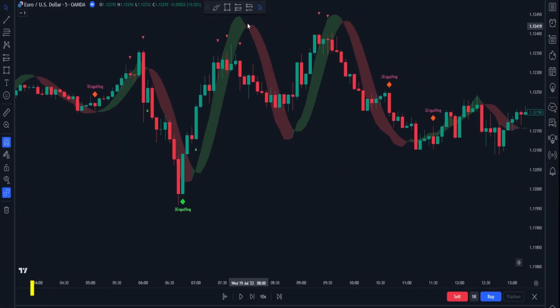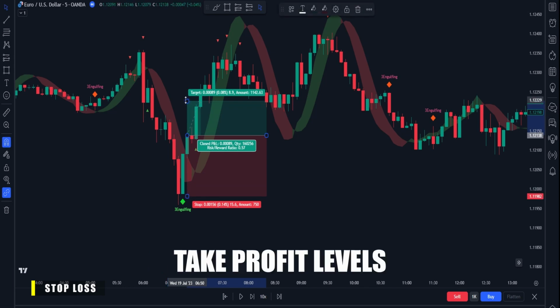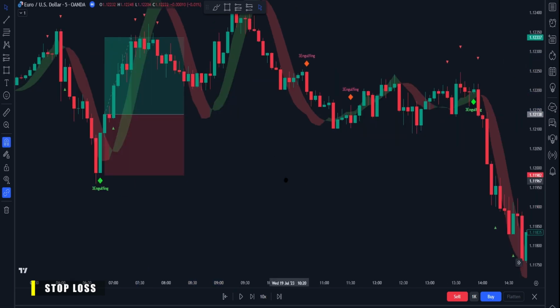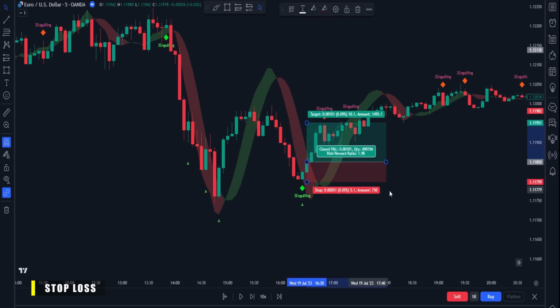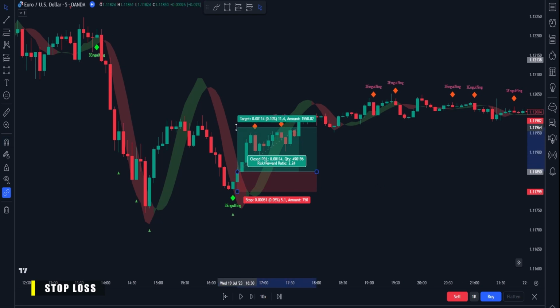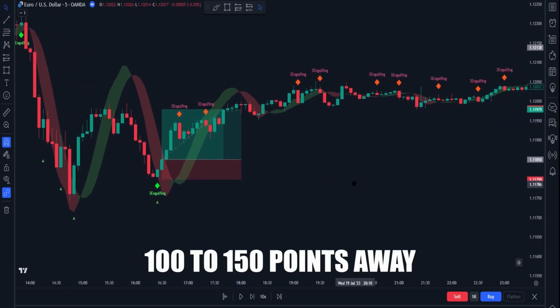Once a trade is initiated, the implementation of appropriate stop loss and take profit levels becomes paramount to optimize your profit potential. In the context of this indicator setup, we recommend positioning your stop loss in proximity to the recent swing high or low, while the take profit target should reside approximately 100 to 150 points away.